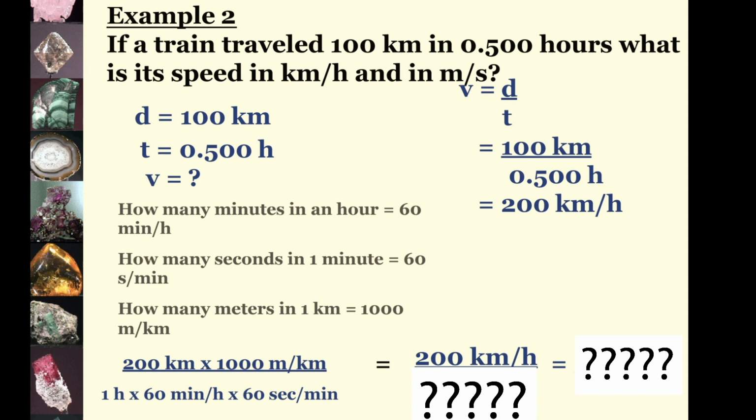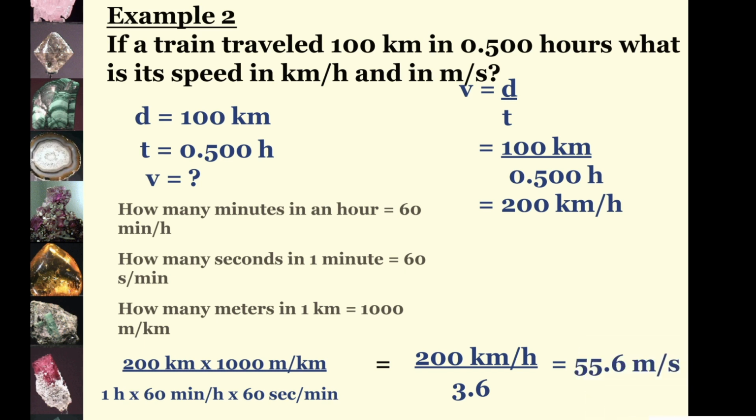So it's 3,600 seconds in an hour. Wow, I have a bad cough. So if we divide that by 1,000, we get 3.6 here. So 200,000 meters divided by 3,600 seconds is going to get you 55.6 meters per second. And it's important to keep that decimal for significant figure reasons. All right, let's move on.